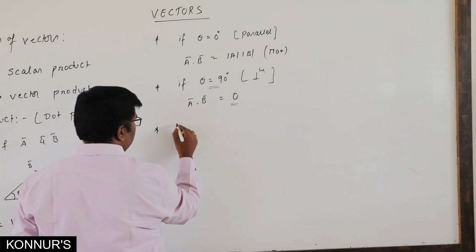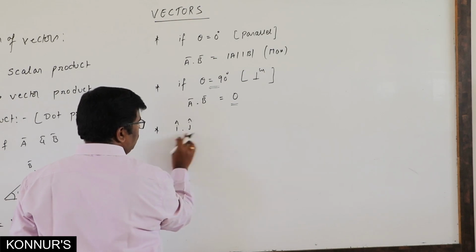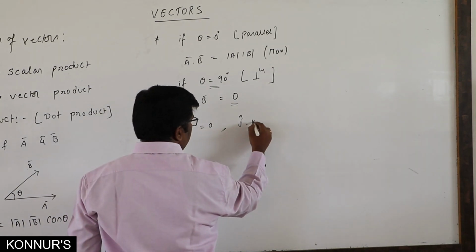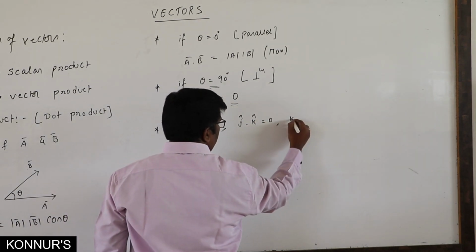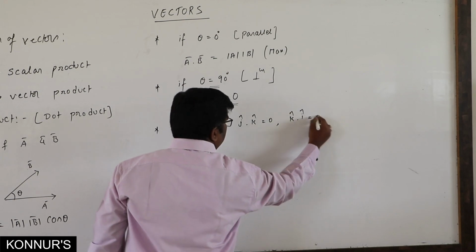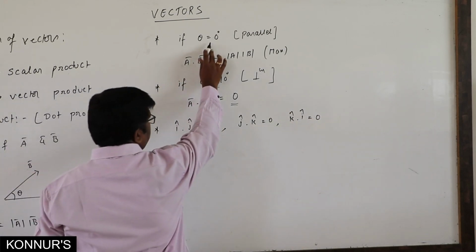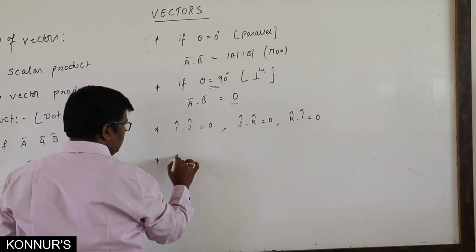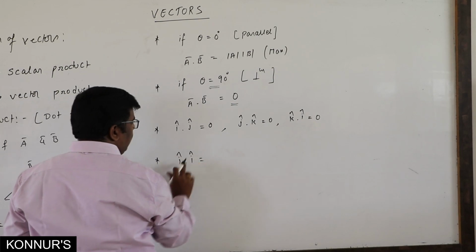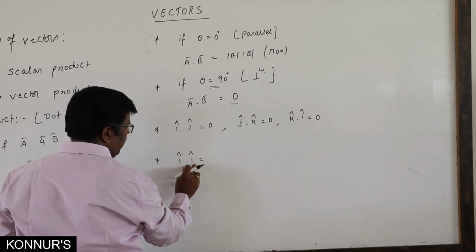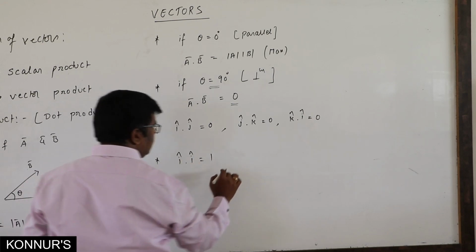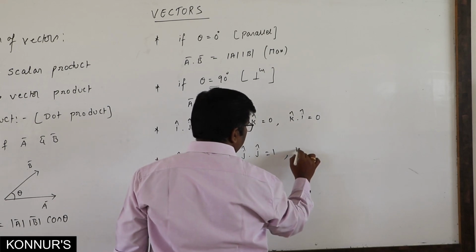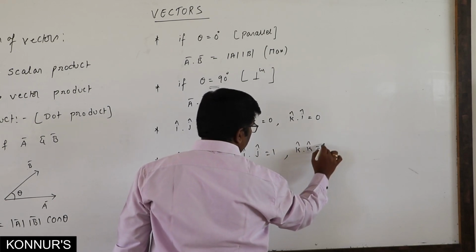Let us take it here. I dot j, they are mutually perpendicular, so the dot product is 0. j dot k is 0, k dot i equal to 0. But for parallel, the dot product is maximum. So if you take i cap dot i cap, the magnitude of i cap is 1, so the result is 1. In the same way, j dot j is also 1, and k dot k is also 1.